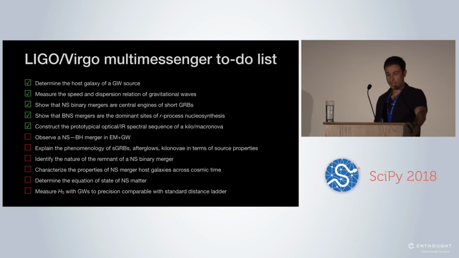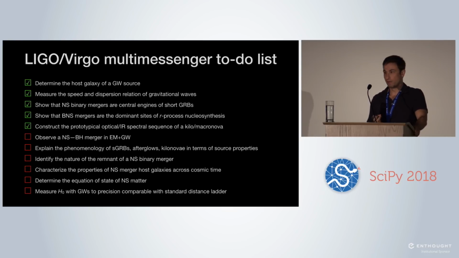But there's a lot more to do. There are a lot of things that we would learn from a merger of a neutron star and a black hole. That's something that we hope to do in one of the next few observing runs with LIGO. We'd like to understand the phenomenology and understand what determines the features that we see in electromagnetism. We'd like to determine what is the nature of the object that's left over when you collide two neutron stars. Is it another heavy neutron star? Is it a black hole? Is it a neutron star that spins for a while and then collapses? We don't know.